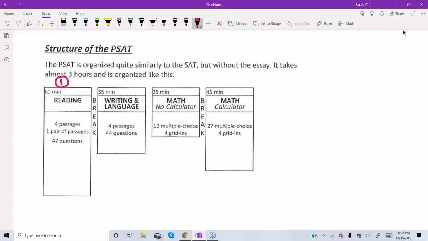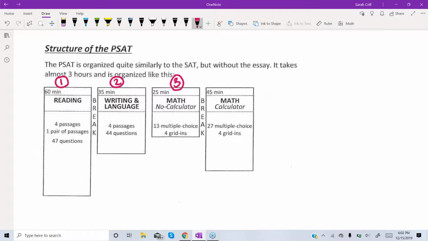You will have a break, and then you will have the writing and language section next for 35 minutes. That's 4 passages containing 44 questions. Then you will have the math with no calculator section for 25 minutes. You will have 13 multiple choice questions and 4 grid-ins.